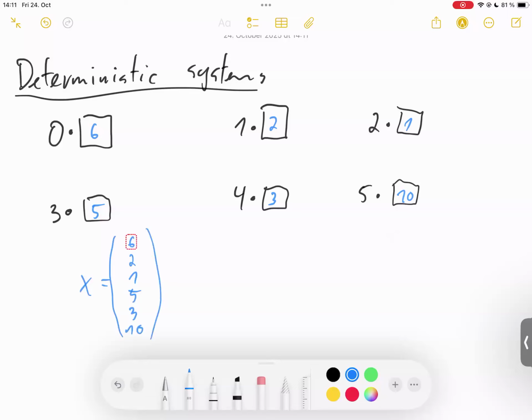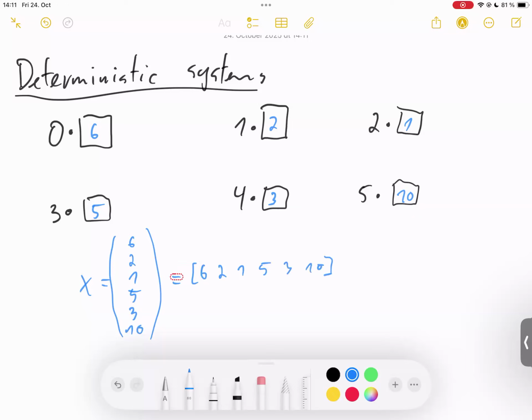What we will later see, just in order to use the space as efficiently as possible, is that we will sometimes use row vectors to describe this. So here we have a column vector where all the entries are in one column. However, we can also describe this simply as a row vector. And in a row vector, it's just one row. So we have 6, 2, 1, 5, 3, and 10.